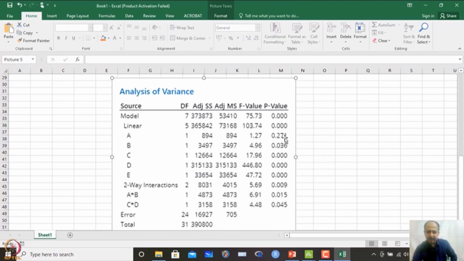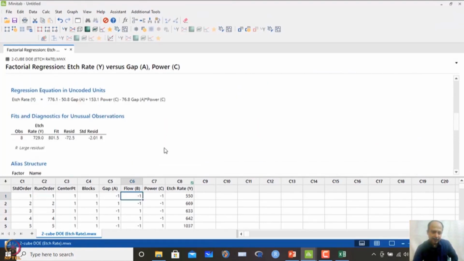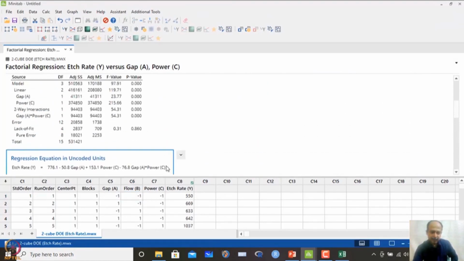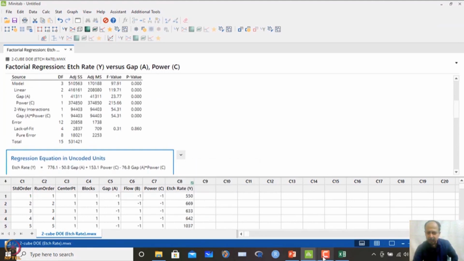So A is not prominent, that is p value 0.271. B is just prominent, it is less than 0.05. C is highly significant, D is also highly significant, E is also highly significant, AB interaction 0.015, that is significant, C multiplied by D, that is also significant over here. And the regression equation is also given over here, that can be used for model controlling of the process.